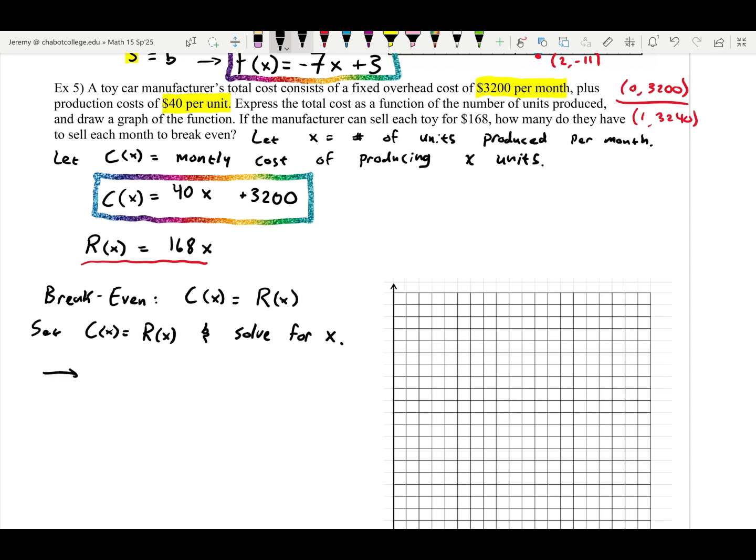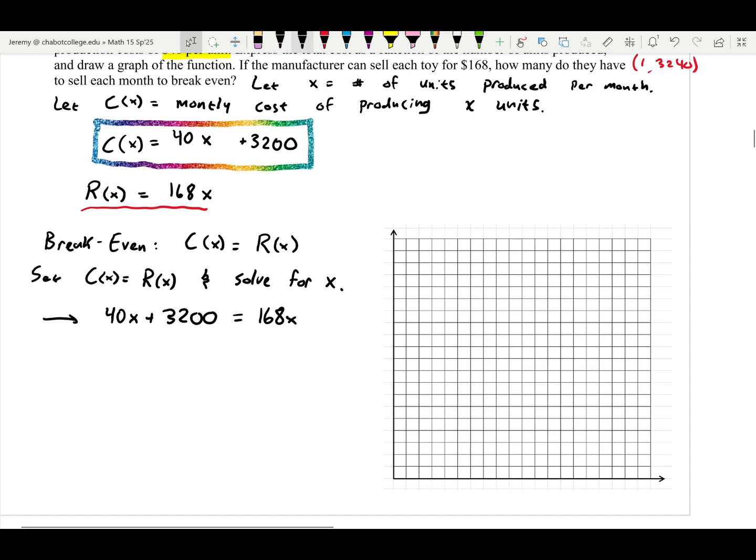So let's do it. C of x is 40x plus 3,200. R of x is 168x. And this is a fairly straightforward linear equation. Maybe I'll subtract 40x from both sides, just trying to get x by itself. So then I'll have 128x equal to 3,200. Divide both sides of the equation by 128, and I get 25 is equal to x.